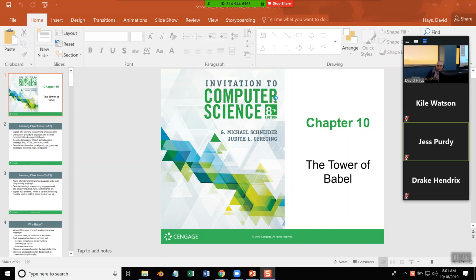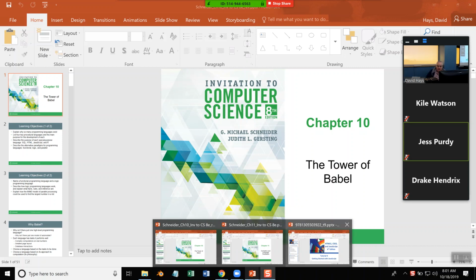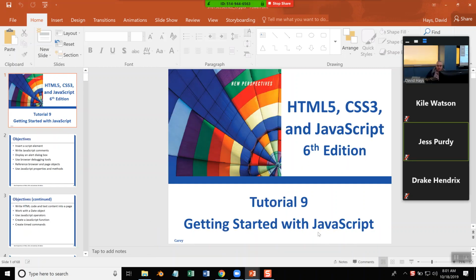Well, first, we're going to start with the invitation to computer science, go over some programming topics, and then the tutorial that's coming up over here is getting started with JavaScript. So much of this we already know.